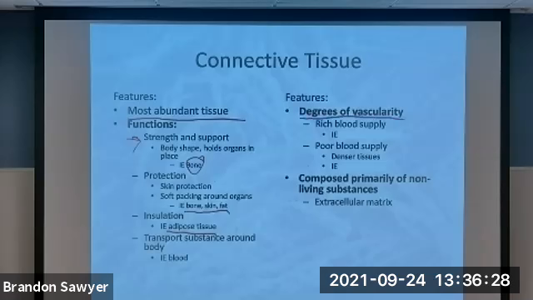Okay, some features. Instead of being avascular, like we had in the epithelial tissue, with no blood supply, this has degrees of vascularity. So some connective tissue is extremely well vascularized, and some doesn't have any blood in it at all. One of the ones with the most rich blood supply is bone. Actually, we don't typically think about bone being heavily vascularized, but it has lots and lots of blood inside of bone.